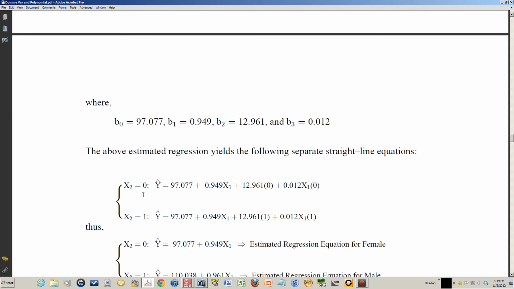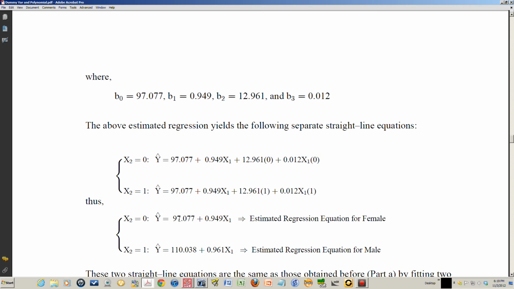Here I show you that. You see, if x2 equals 0, which means referring to female, this is the equation. Every time I see x2, I just plug a 0 there. So again, this part, this 12.961 times 0, and this part, these two will go away because they have a 0 component, so they become 0. So again, you see you have that equation. That's the estimated equation for female.